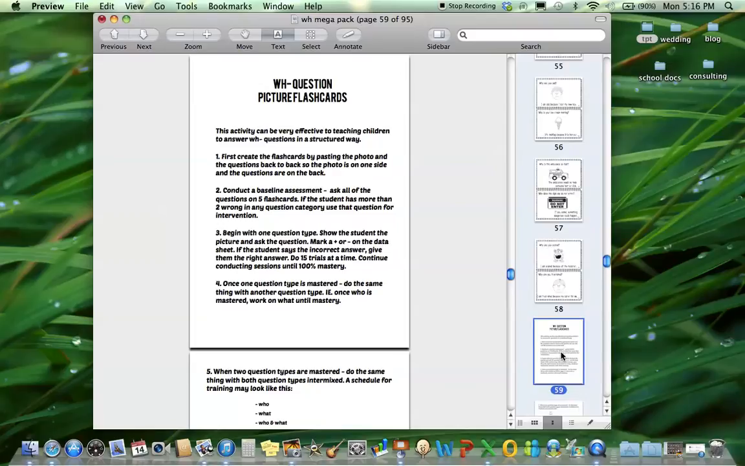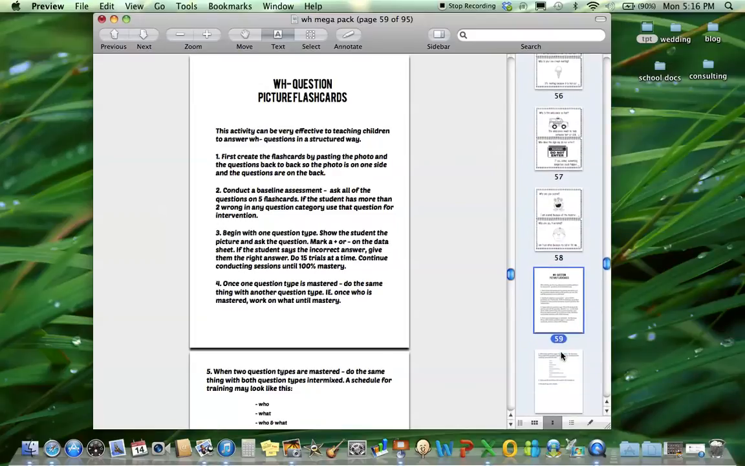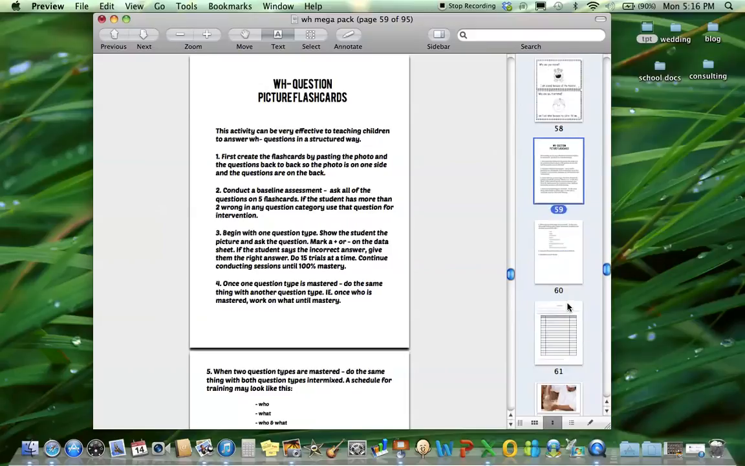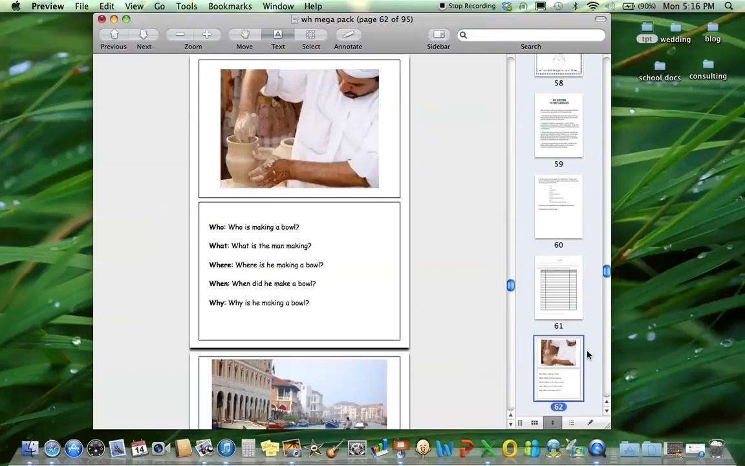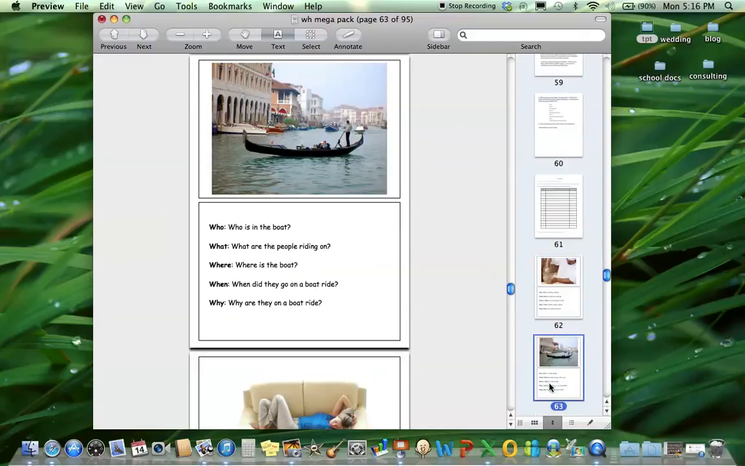Next are picture flashcards. This is something that I actually did for my thesis in grad school, and it was so effective at teaching how to answer WH questions. I give a pretty thorough description on how to run this activity, a data sheet of course, and then there are 25 different pictures with correlating WH questions for each picture.